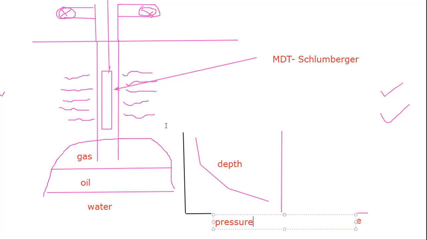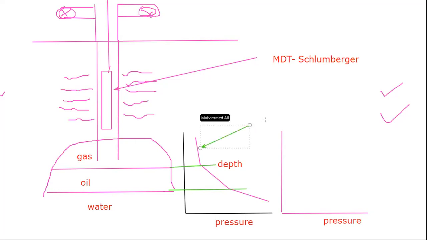This is the pressure here. Now, as you see, we have some lines here, this line, then we have another line, which is this line. Based on the pressure profile, we can find out whether we are going through the gas zone, oil zone, or water zone. So here is basically the gas zone. This is the gas zone.